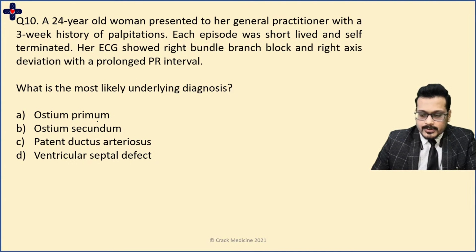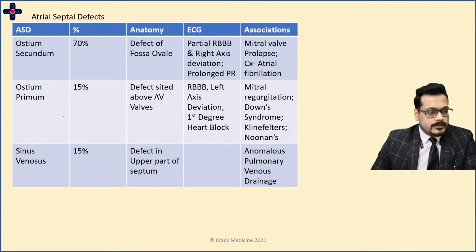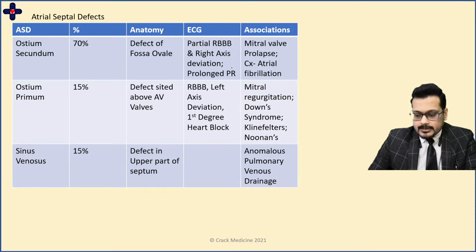Pun Magar is quick to answer this one. And yes, Pun, you are absolutely correct. The correct answer for this ASD is ostium secundum. I've put up a small table over here for you. So if you note a partial right bundle branch block with right axis deviation and prolonged PR interval, yes, Dr. Hiren, Dr. Pawan, Dr. Karthik, all of you are correct. Yes, and Dr. Aisha, you're right as well.